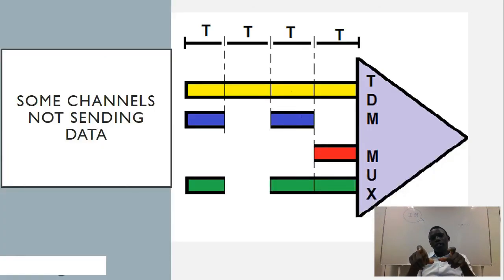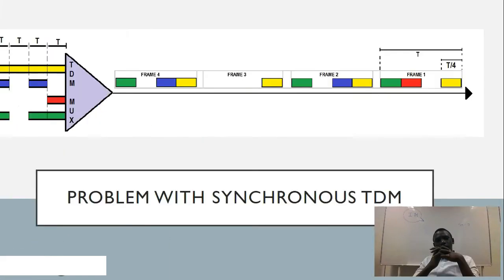For example, here, the 4 channels are sending data. Channel 1 is using the full link, but channel 2 has some slots that don't have data to send. But these slots are still dedicated time slots in every frame. So this is what I was talking about.